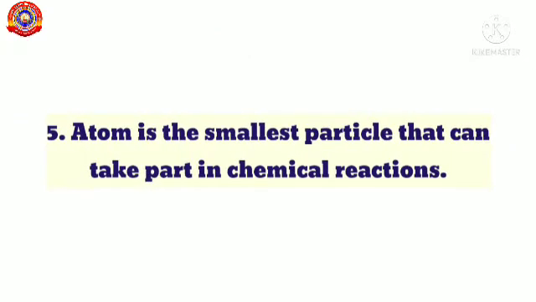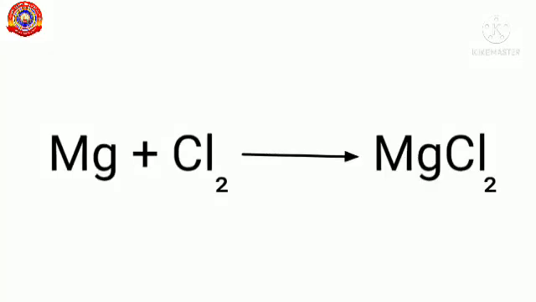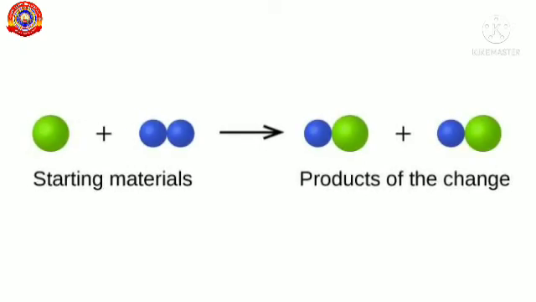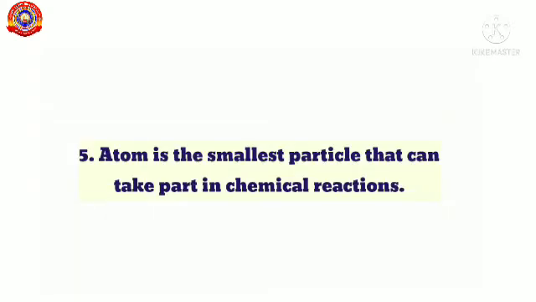Now the fifth postulate. Atom is the smallest particle that can take part in chemical reactions. See, for example, when two elements such as magnesium and chlorine react with each other, the product formed is magnesium chloride. Now, can you see any new atoms other than magnesium and chlorine? No. So in a chemical reaction, atoms of elements get rearranged but do not change into atoms of another element. So here atom is considered as the smallest particle that can take part in a chemical reaction.